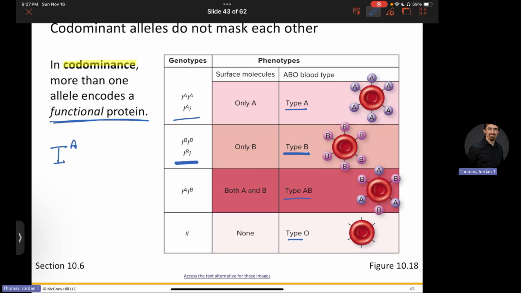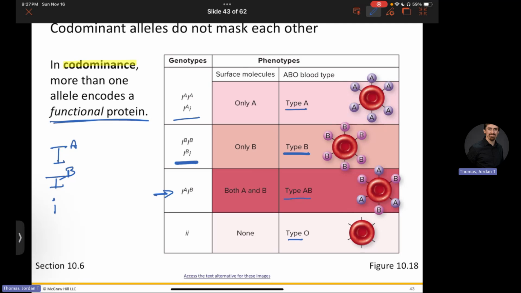And the second one in type B, same thing, but with B: big I, big B, and little I. So we have a little I too. But in this example here, we have both big I and big B.